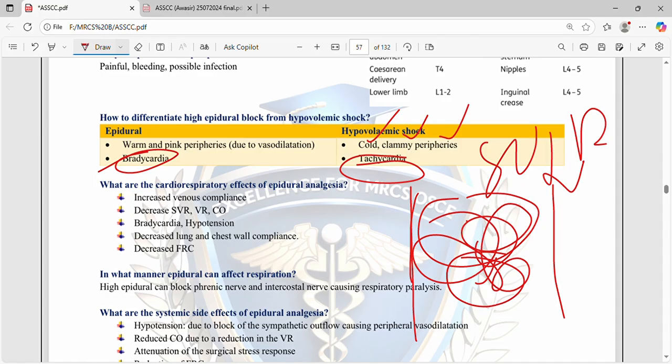In what manner can epidural affect respiration? High epidural can block the phrenic nerve C3, C4, C5 and the intercostal nerves, causing respiratory paralysis.